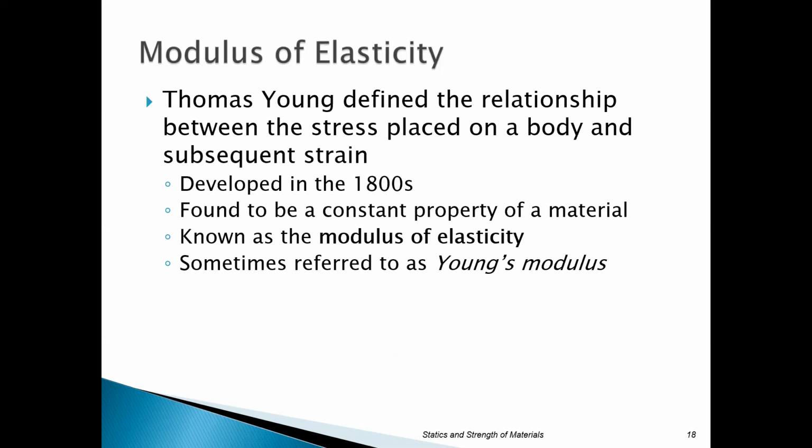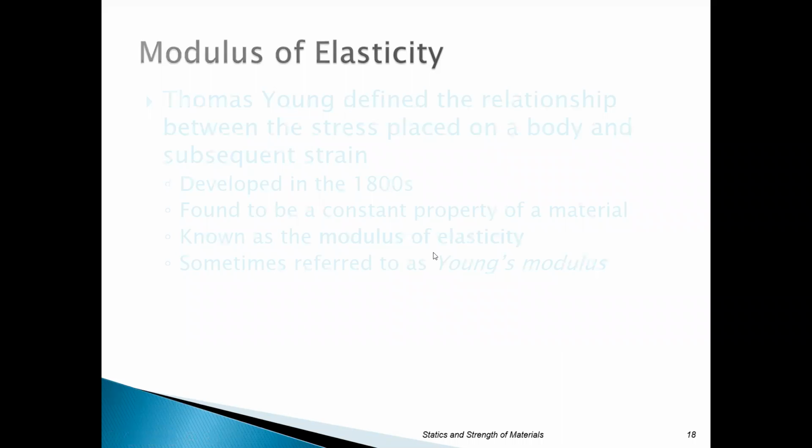And he found that for materials, there was a constant property that occurred between each material. In other words, steel had a certain value, and concrete had a certain value, and rubber had a certain value. So this became known as the modulus of elasticity, and it's sometimes even today referred to as Young's modulus. You'll see that term interchangeably used. Most people now use the term modulus of elasticity.